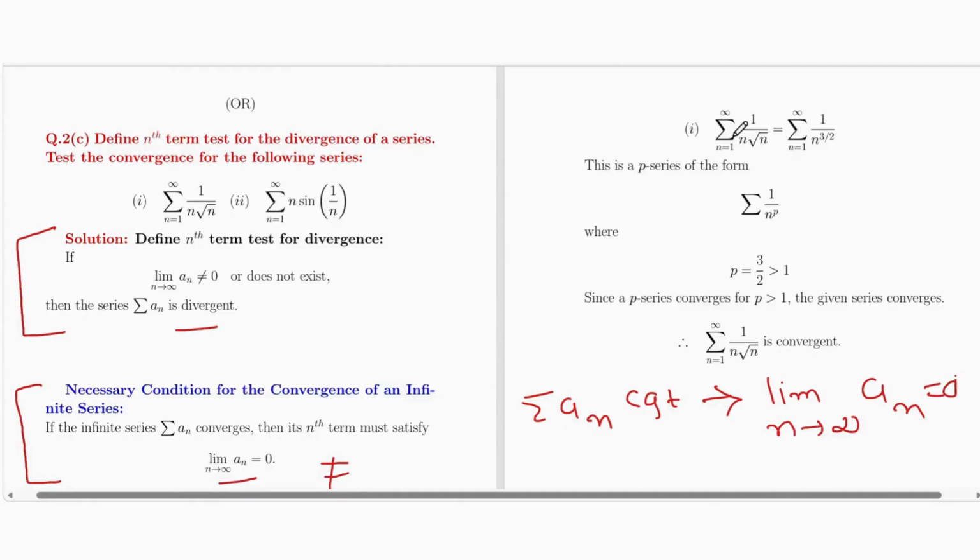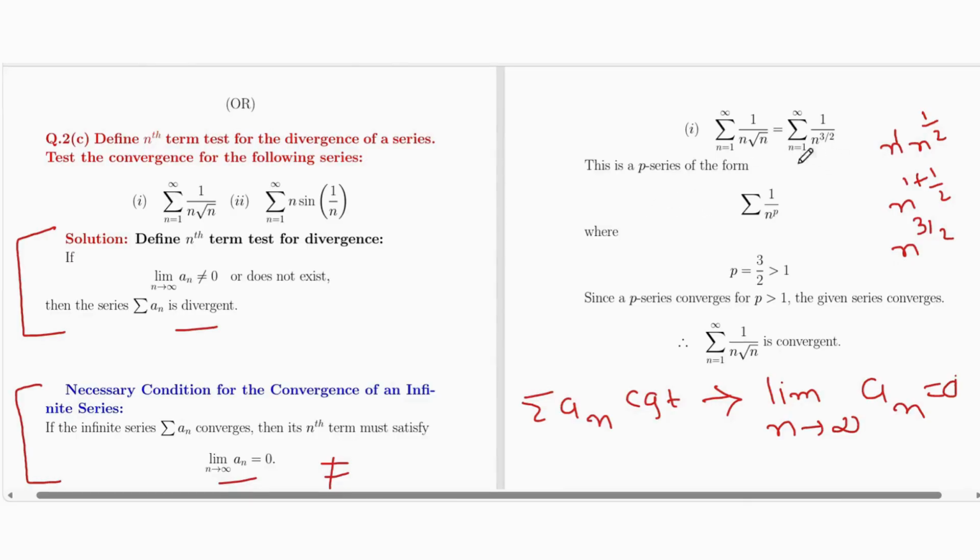summation n is 1 to infinity 1 upon n square root of n. So now here n square root of n is nothing but n times n raised to 1 by 2. So here n raised to 1. Here the base is the same, so we can add the powers. So n raised to 1 plus 1 by 2, which is n raised to 3 by 2. So here we get 1 upon n raised to 3 by 2.